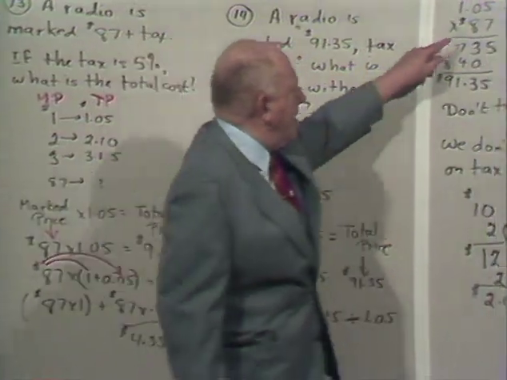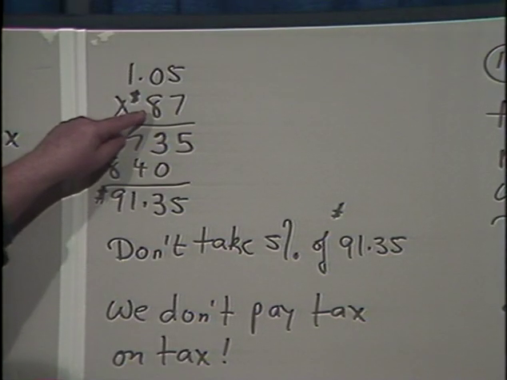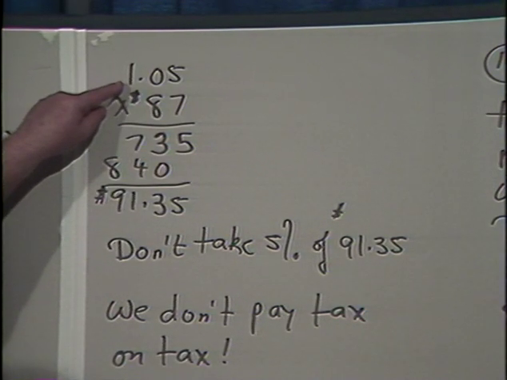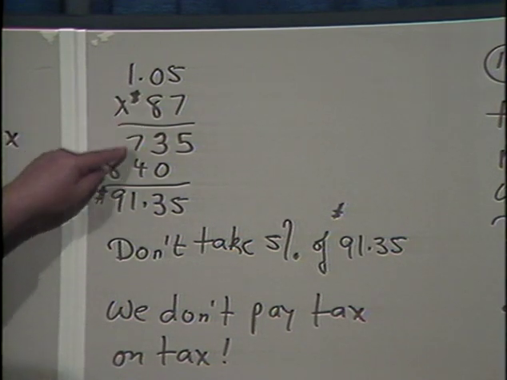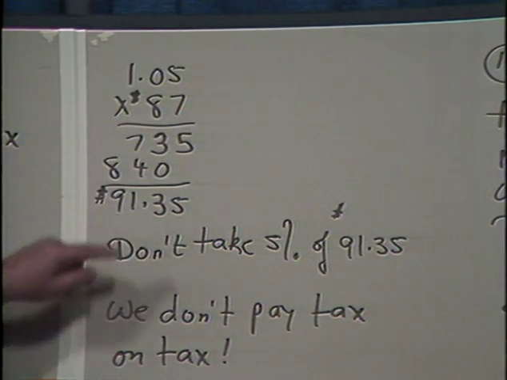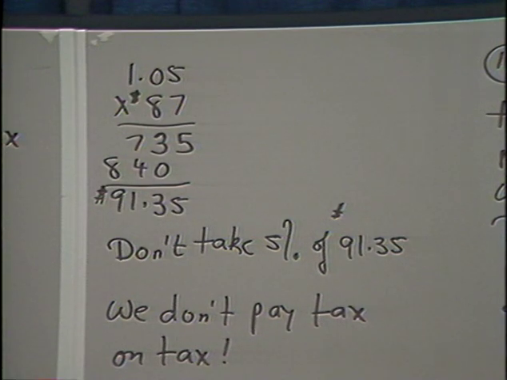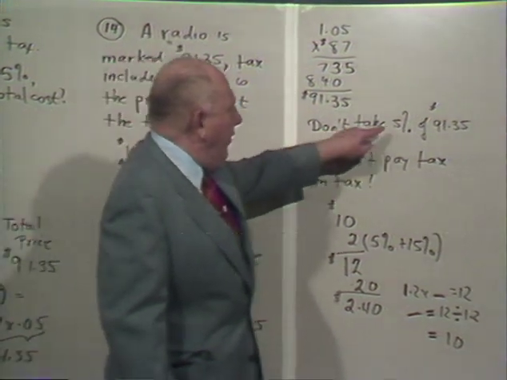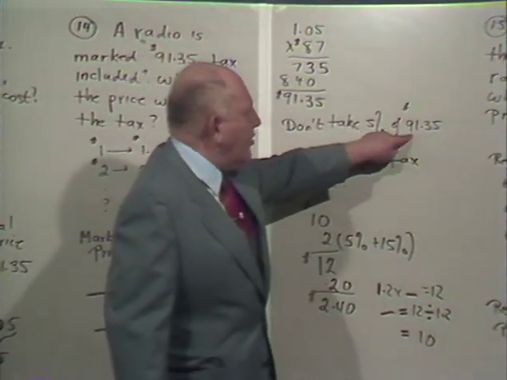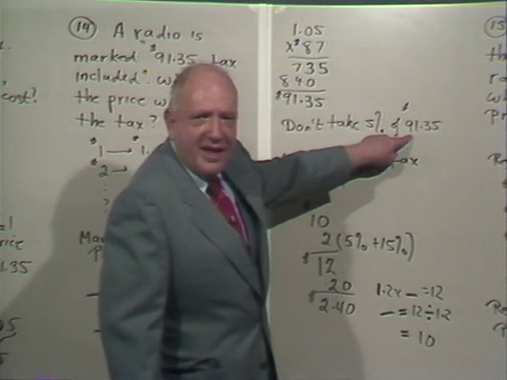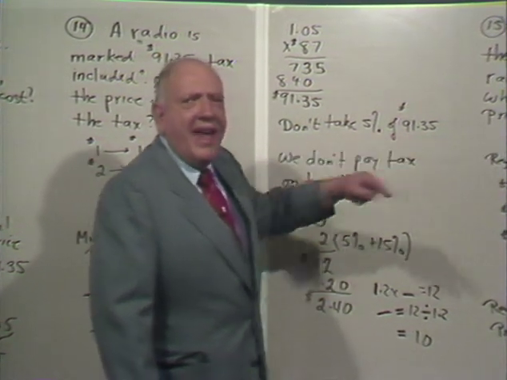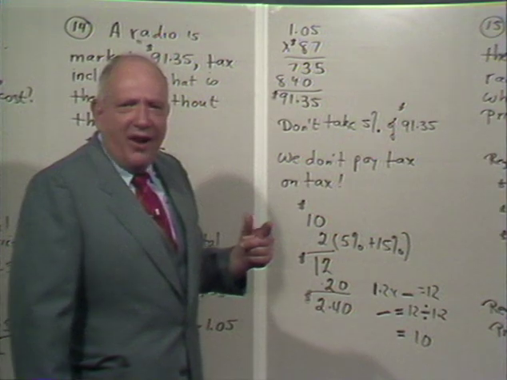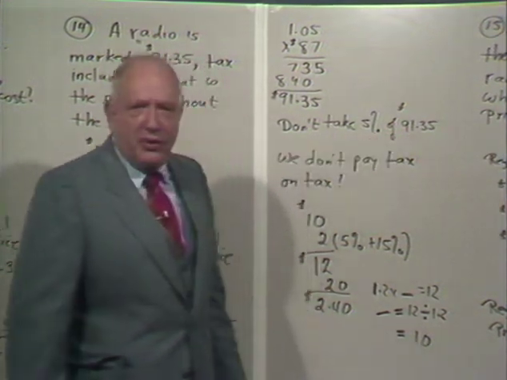Let's just check the answer here. See, if the regular price was $87 and I'm paying $1.05 for each dollar, that certainly does come out to be $91.35. And again, let me show you why you mustn't use the calculator without reasoning. A lot of people on the calculator take 5% of the $91.35 and they say that's the tax. Then they add that on. No, they subtract that from the $91.35.